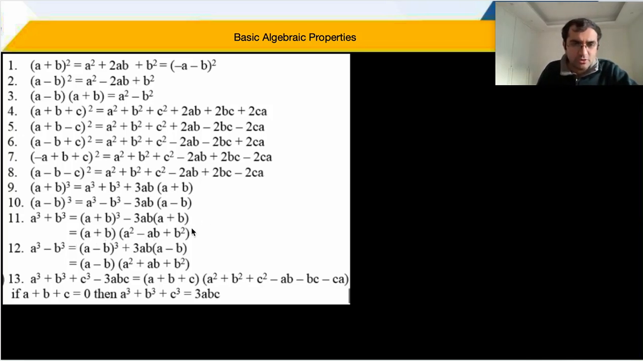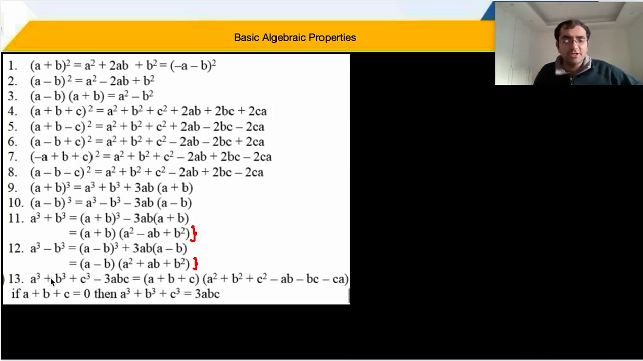So now this is also an important property. A cube plus b cube is a plus b, a square minus ab plus b square. Similarly, a cube minus b cube, which becomes a minus b into a square plus ab plus b square.